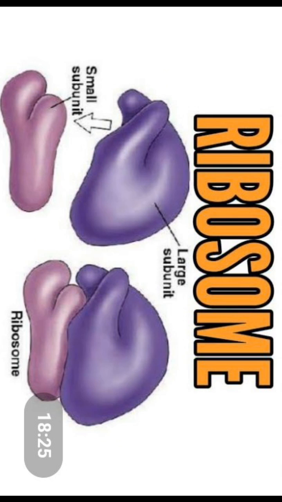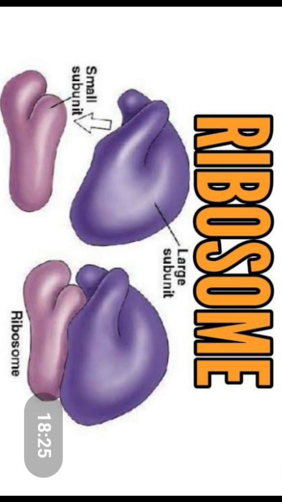And these ribosomes are not only present in the cytoplasm, they are also present in some other cell organelles like mitochondria and chloroplasts in plant cells and endoplasmic reticulum. Especially on the rough endoplasmic reticulum, these ribosomes are present. Especially let us talk about prokaryotic cell ribosomes. In prokaryotic cells, the ribosomes have specific characteristics.